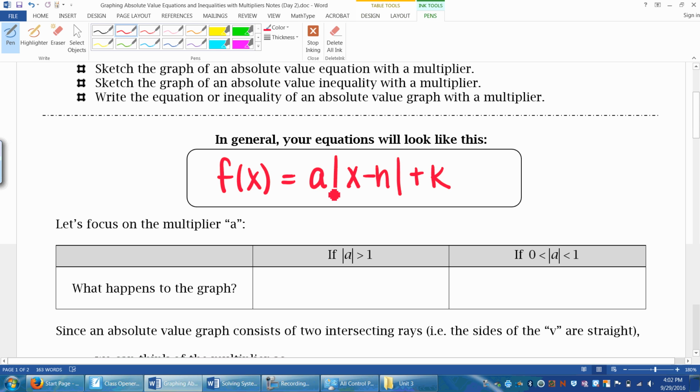And we touched on a, saying that if it was negative, we would reflect the graph. But today we're going to do a little bit more with a, and we're actually going to change the shape of the graph. And what we need you to do is to take the absolute value of a, meaning disregard the reflection for just a moment. When you take the absolute value of a, if it's greater than 1, it's going to cause the graph to stretch vertically. If that number happens to be between 0 and 1, then it's going to shrink vertically.